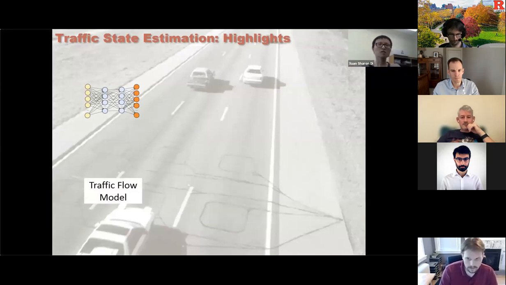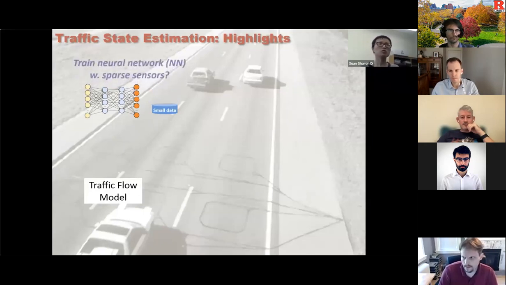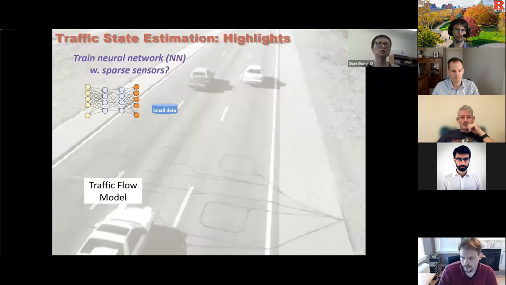However, training deep neural networks requires a large number of representative samples, but that's not the case for traffic state estimation. Usually we have a small data set. How can we train neural networks using these sparse sensors is a question we want to answer for this research.